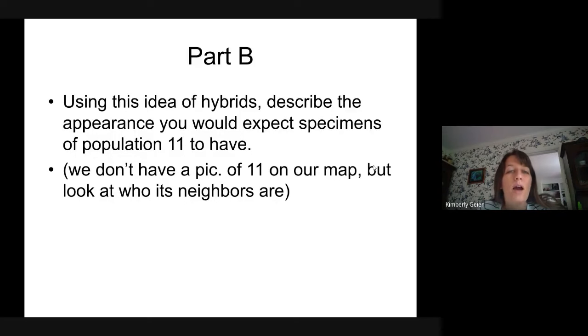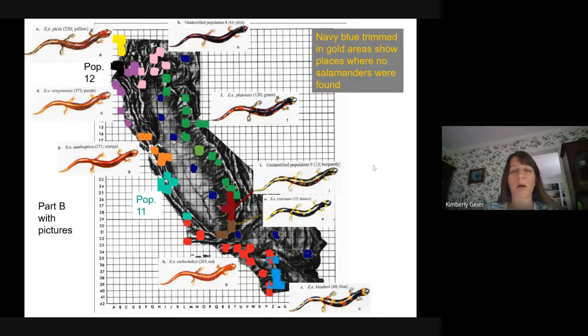Now, using this idea of hybrids, think about what you would expect specimens of population 11 to have. There is no picture of the population on our map, but we can see where it was found and you can see who its neighbors are. So I want you to hypothesize what it would look like. So there's population 11 in that teal aqua color. Decide what you expect it to look like.